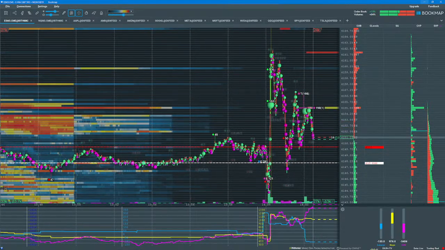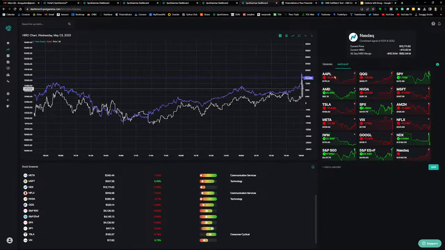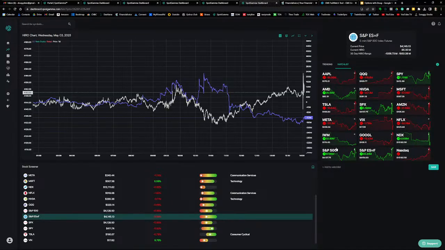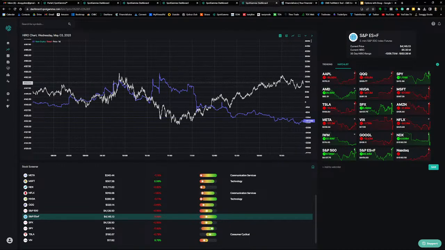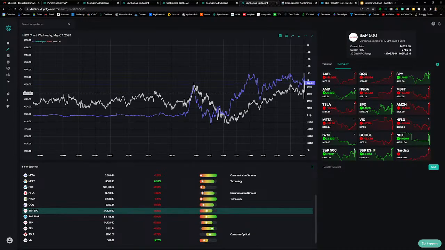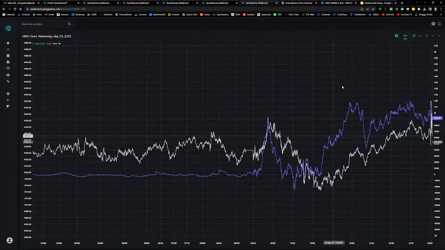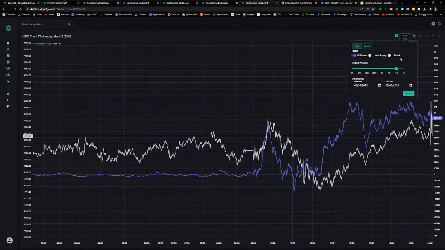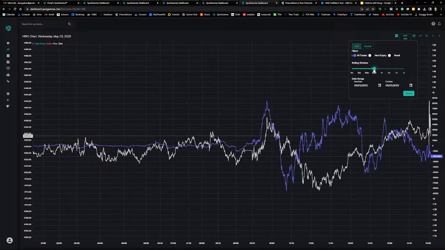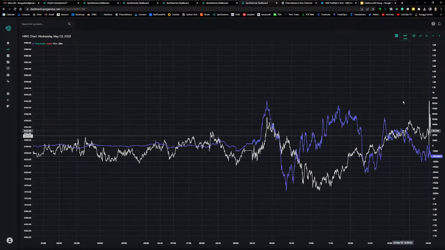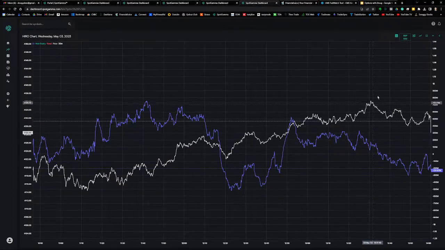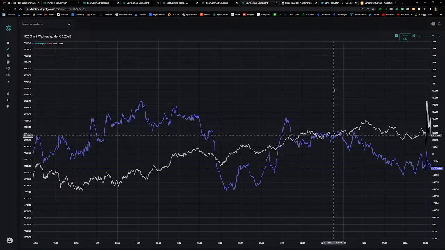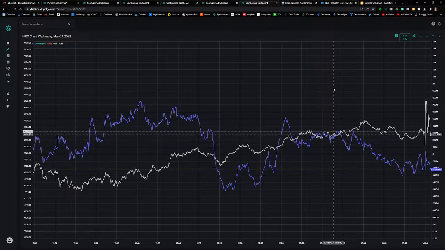All right, let's take a look at Hero and see what options traders are doing. We'll go to the S&P 500. Zoom in on this, go to a shorter look back period. So it looks like options traders are so far fading the move.